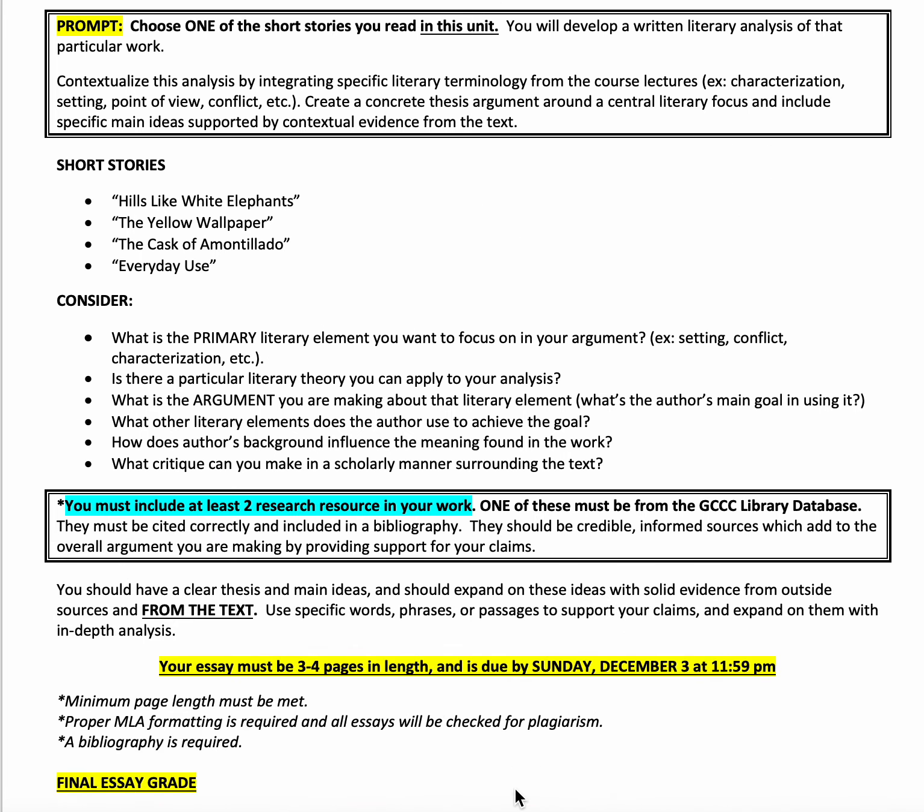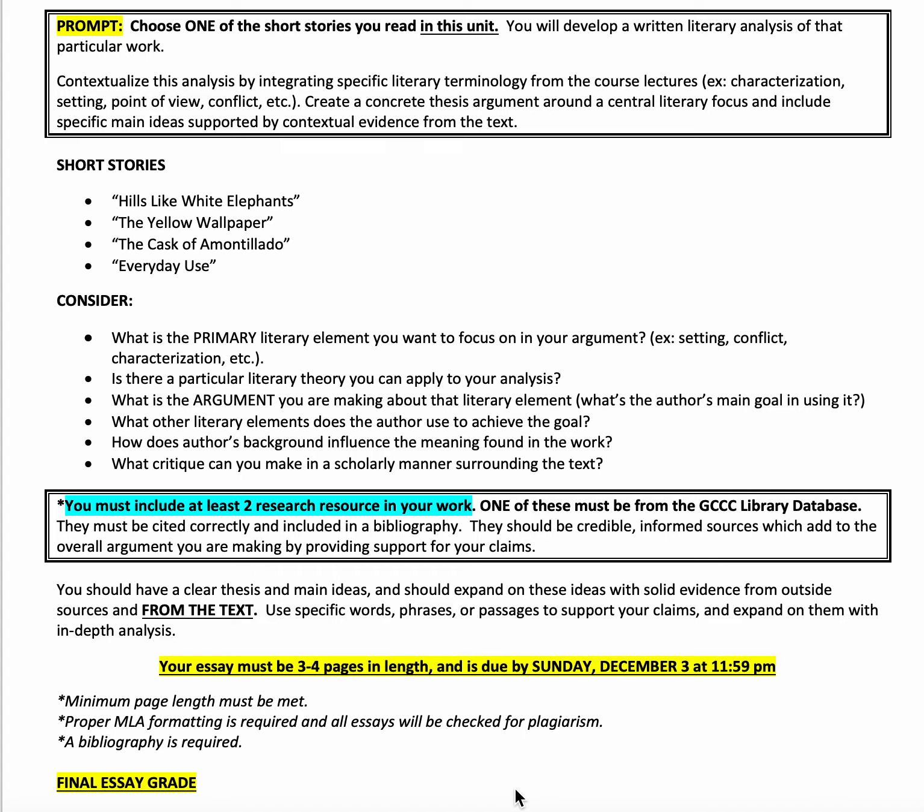Think about things like, what is the primary literary element you want to focus on? Is it setting? Is it conflict? Is it characterization? That will help keep your argument narrow and focused rather than trying to cover too many things at once. Is there a particular literary theory you could apply to your analysis? So do you want to look at this through new historicism or another literary lens, or do you want to look at it through, I don't know, feminist theory?